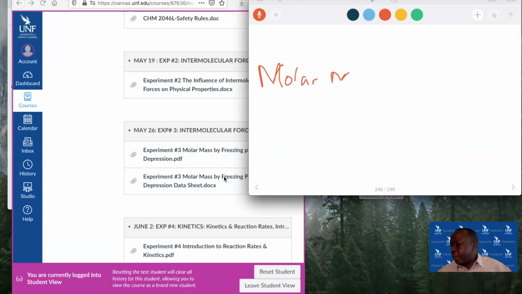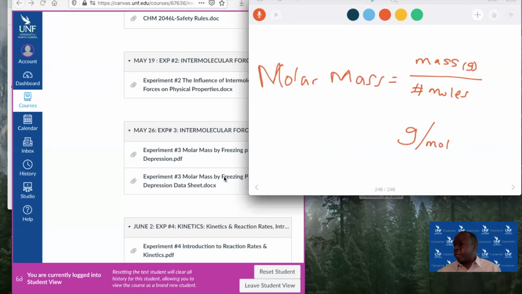And of course, now molar mass, do not Google it. Molar mass from the experimental values is given by the mass in grams, whatever you weigh out, over the number of moles of the solute. Recall, the units for molar mass is grams per mole. So this is from the experiment. This is what you will need to remember on how you will find the molar mass.